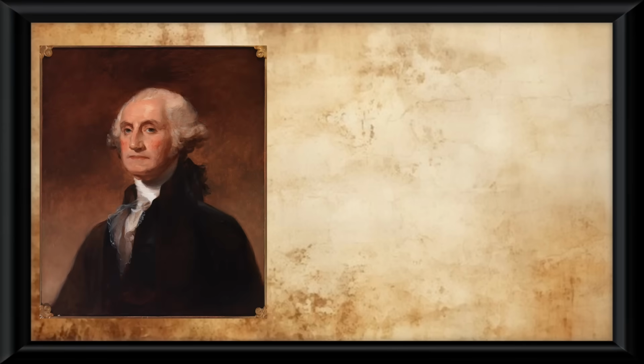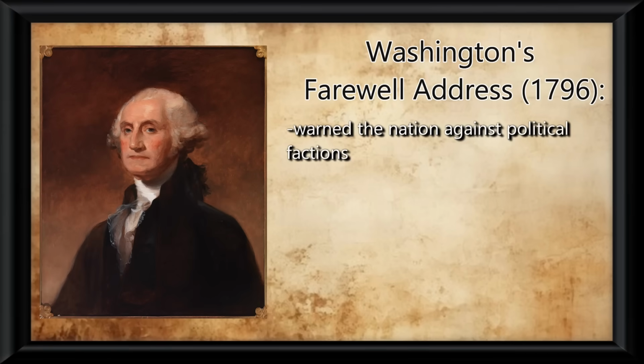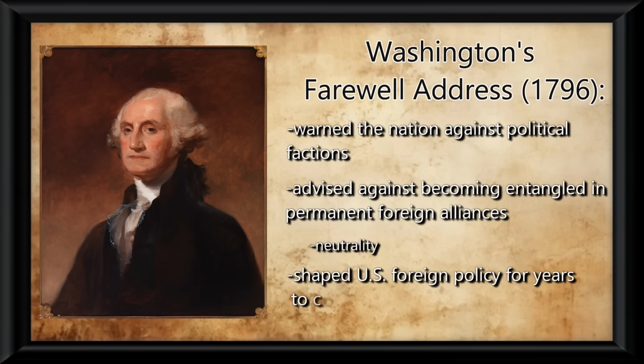Washington warned against this in his 1796 farewell address, where he warned the nation against political factions, fearing they would divide the country. He also advised against becoming entangled in permanent foreign alliances, promoting a policy of neutrality that shaped U.S. foreign policy for years to come.